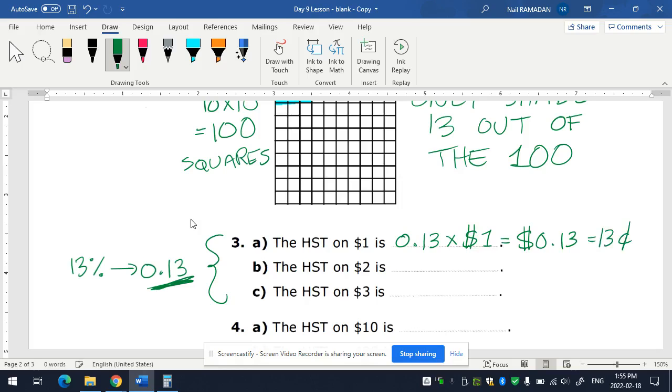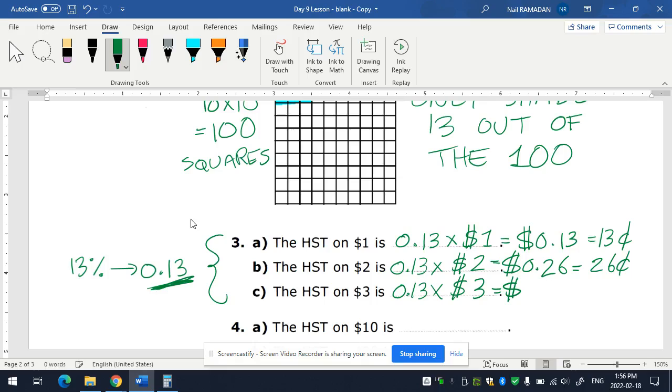All right. How about $2? Exactly the same amount of work. 0.13 times $2, which is not surprisingly going to be 0.26, which is double the tax. Yeah, you double the price, you double the tax amount you're paying on that price. So 26 cents. How about $3? Same idea. You're tripling now the original price of $1.